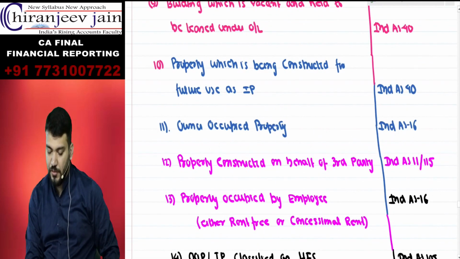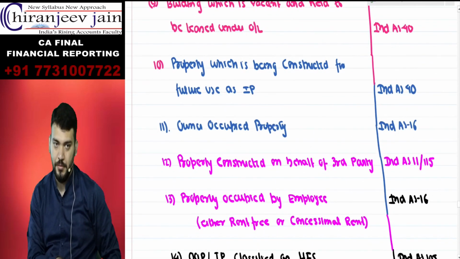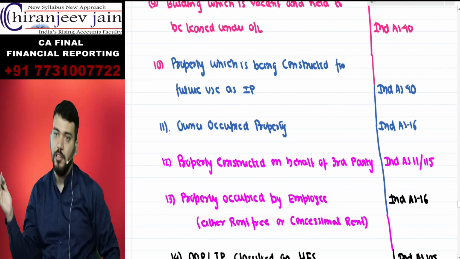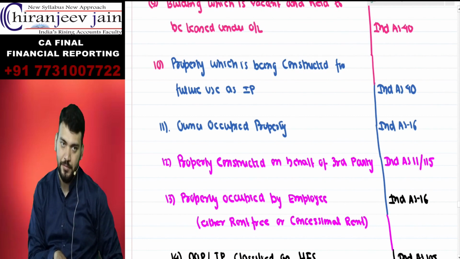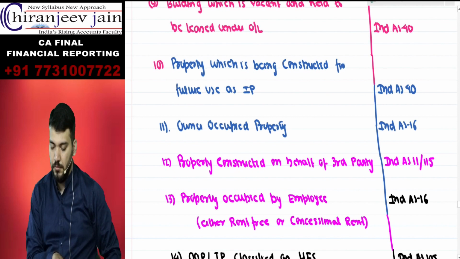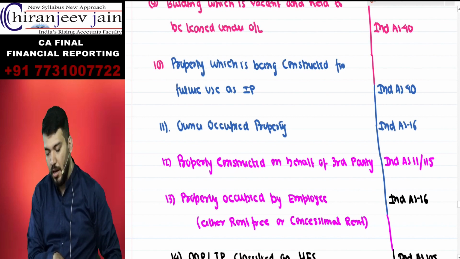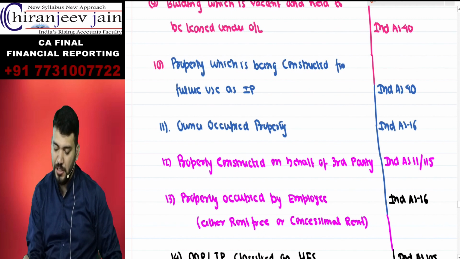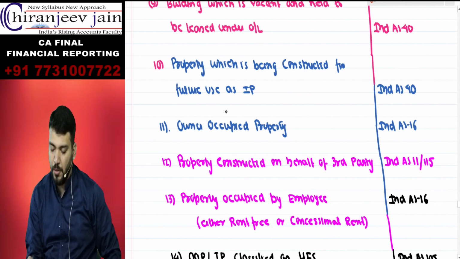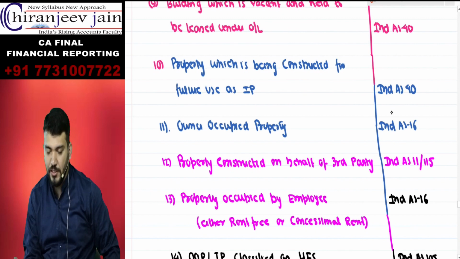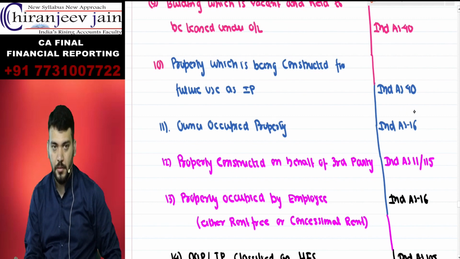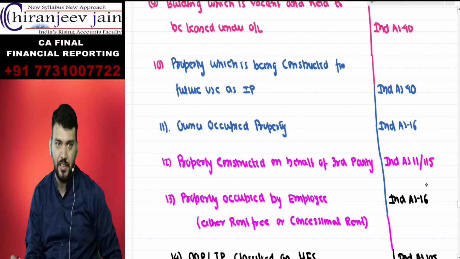Property which is being constructed for future use as investment property. In future we'll use it as investment property. Under construction, property which is being constructed for future use as investment property, so it should be investment property. Capital work in progress, but it will be investment property. Under capital work in progress, you write down what? PP or investment property. Write down the nature. Okay? Correct?